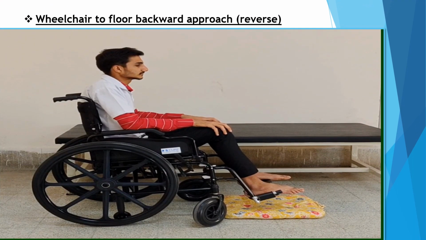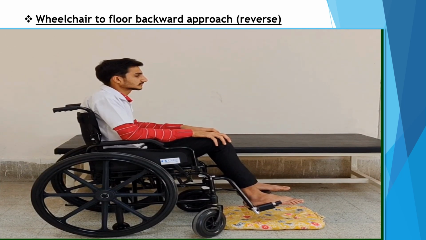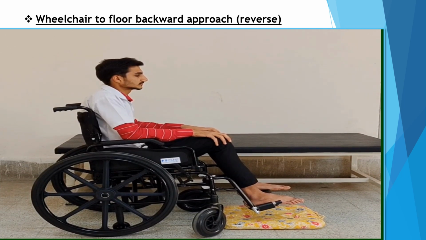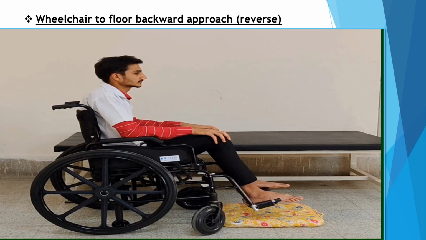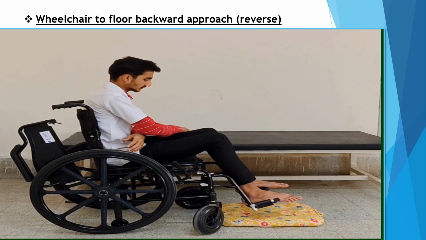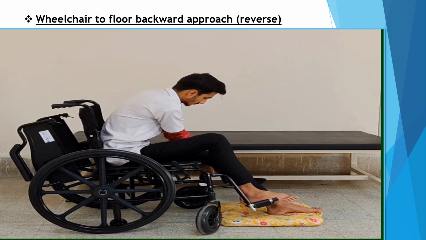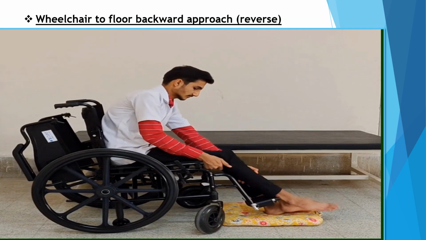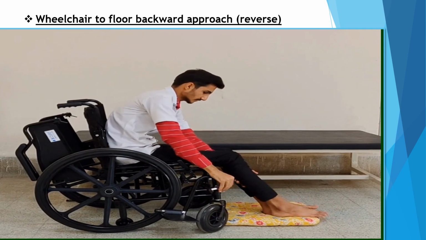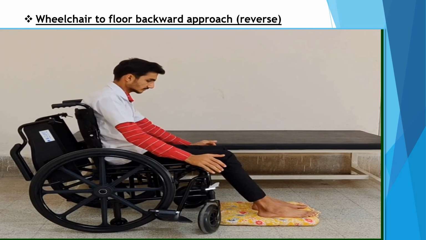Moving towards the next one, that is wheelchair to floor. It can be done by reversing the steps of floor to wheelchair. Patient instruction: remove the armrest and footrest. Put the brakes or locks on.